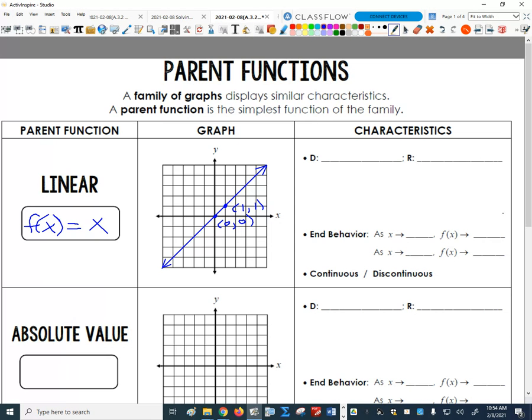First one is the domain and the range. We've talked a lot about domain and range. Now think about what the domain means, right? The domain is just the set of all the x values that are included in our graph.